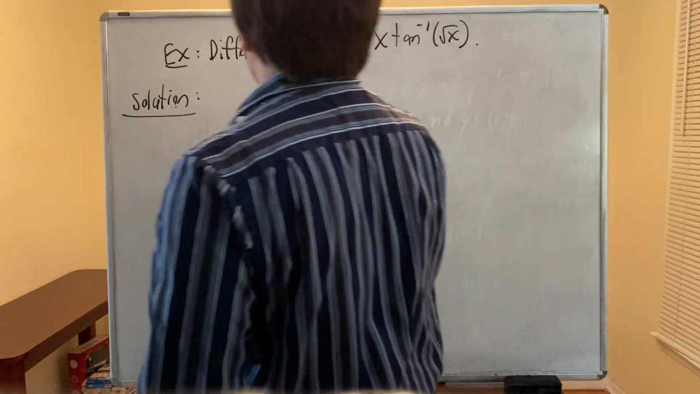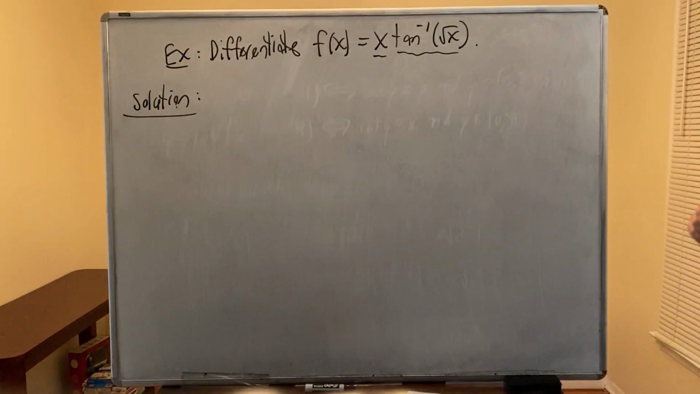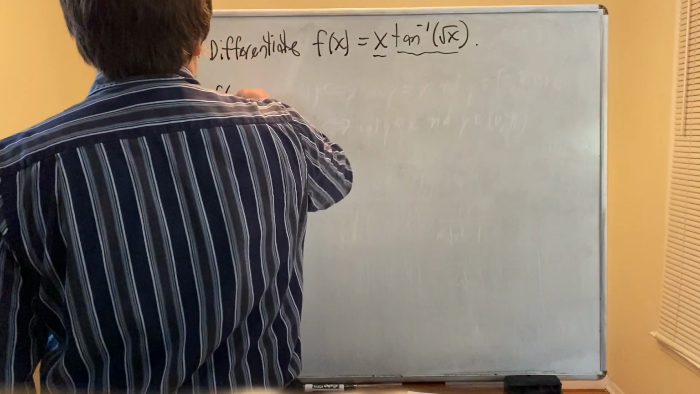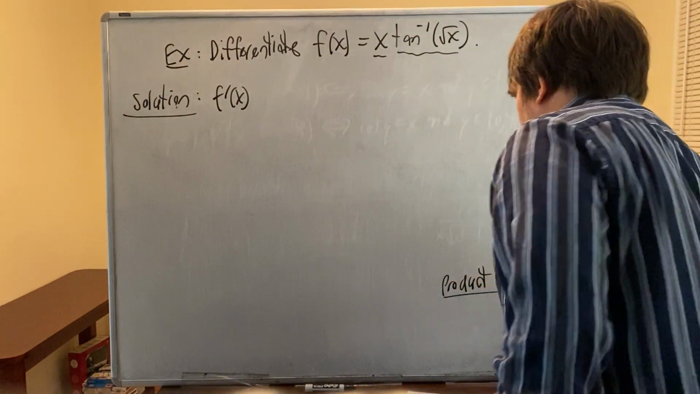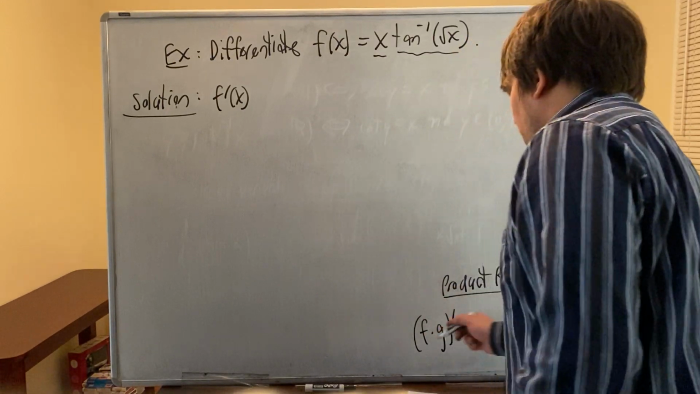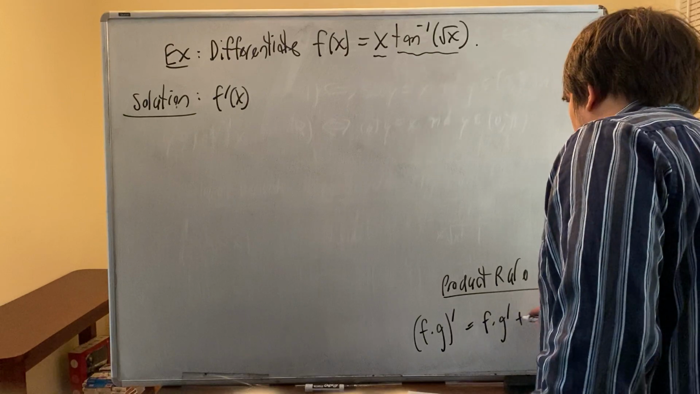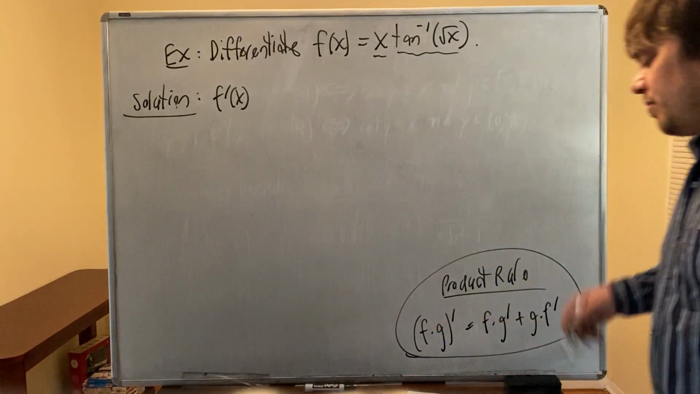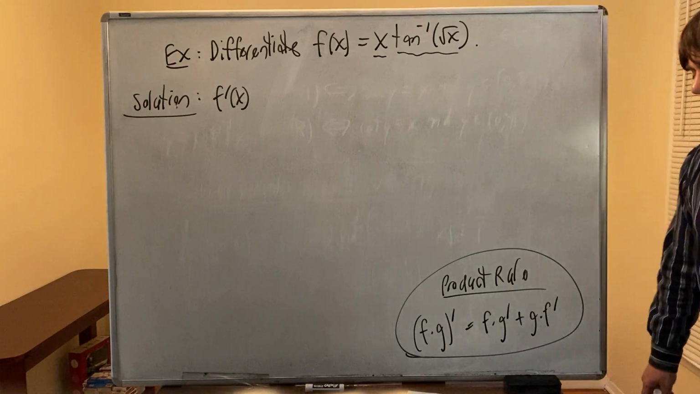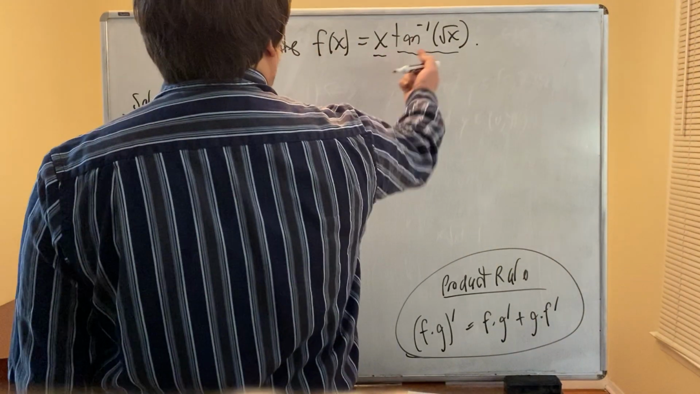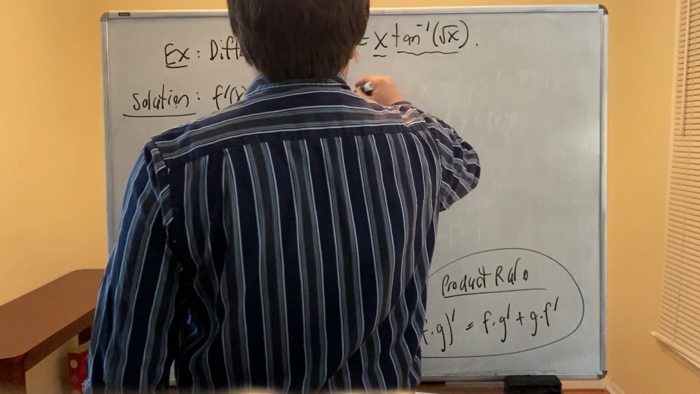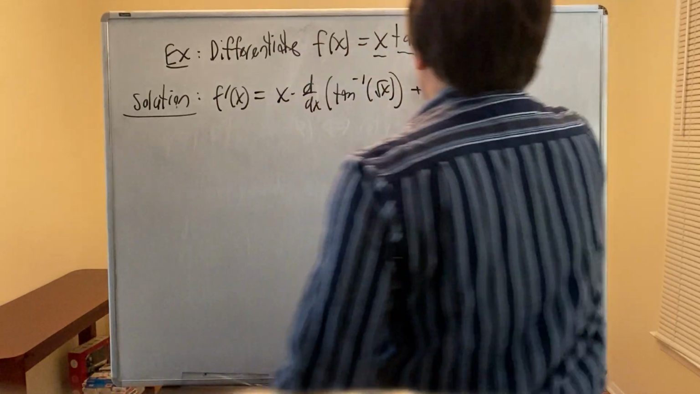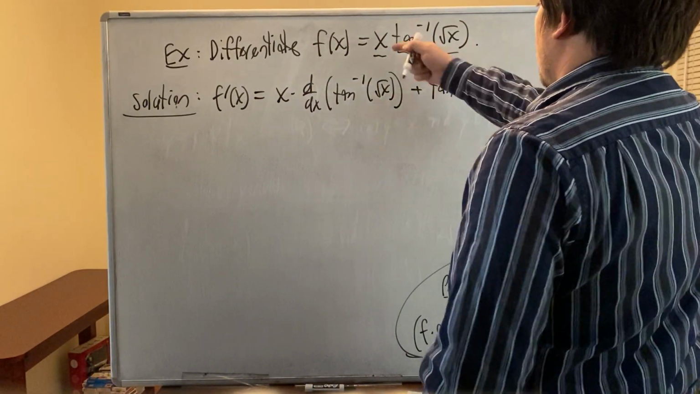So let's use the product rule. f of x is the product of the function x and tan inverse of the square root of x. So f prime of x using the product rule. Remember the product rule: the derivative of f times g is f times g prime plus g times f prime. And so, if you think of this as one function, this is the other function, then f prime of x is equal to x times d/dx of tan inverse of the square root of x plus tan inverse of the square root of x times the derivative of x.